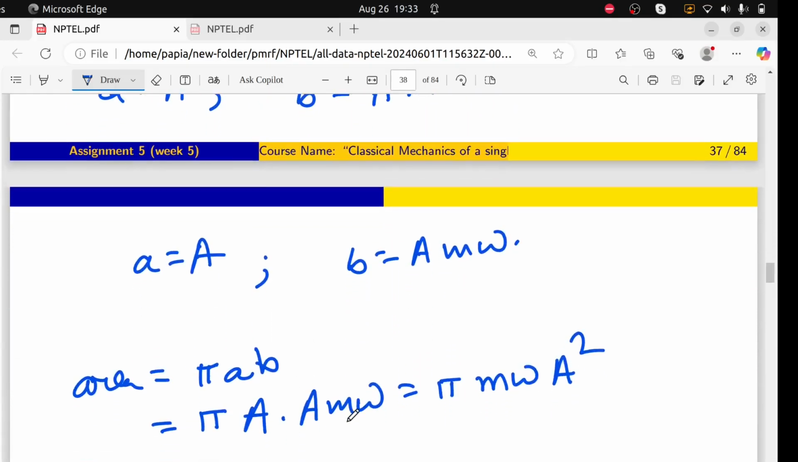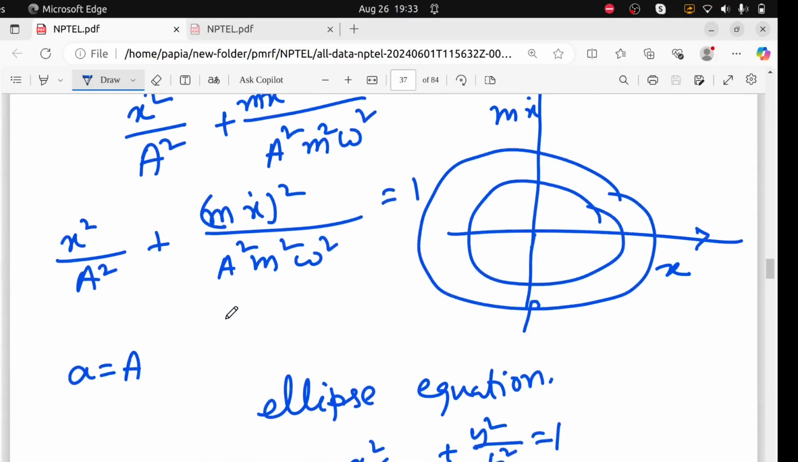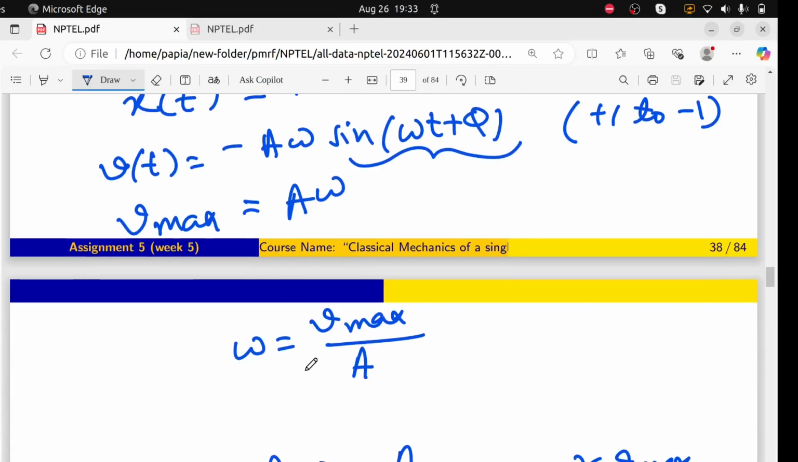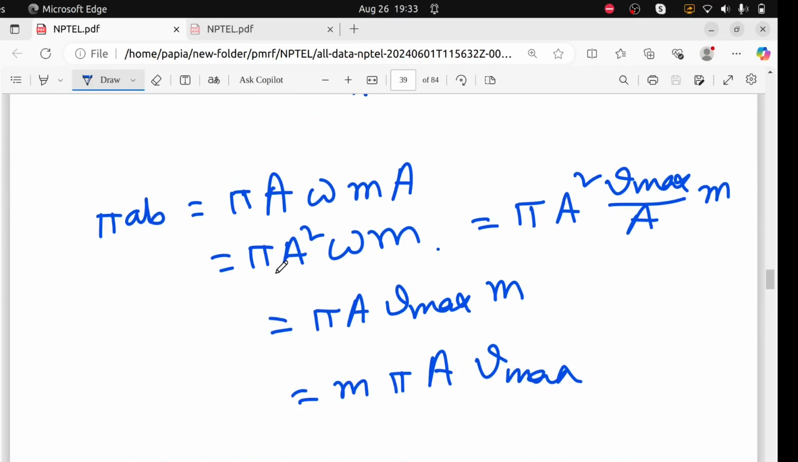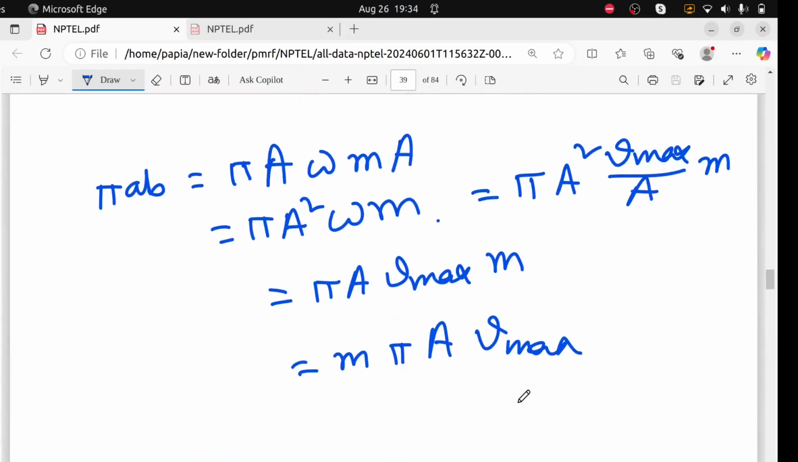Then area is pi AB, but the question option is given in terms of Vmax, so for that we need to calculate the Vmax also, and Vmax we can get from that V(t) is this one. So as a whole the right hand side will be maximum with sine(omega t plus phi) equals to minus 1. So Vmax is anyhow A omega. So from there omega is Vmax by A. So if I put the values, pi A omega m A, then it is coming as Vmax by A. So m by A Vmax. So this is the answer.